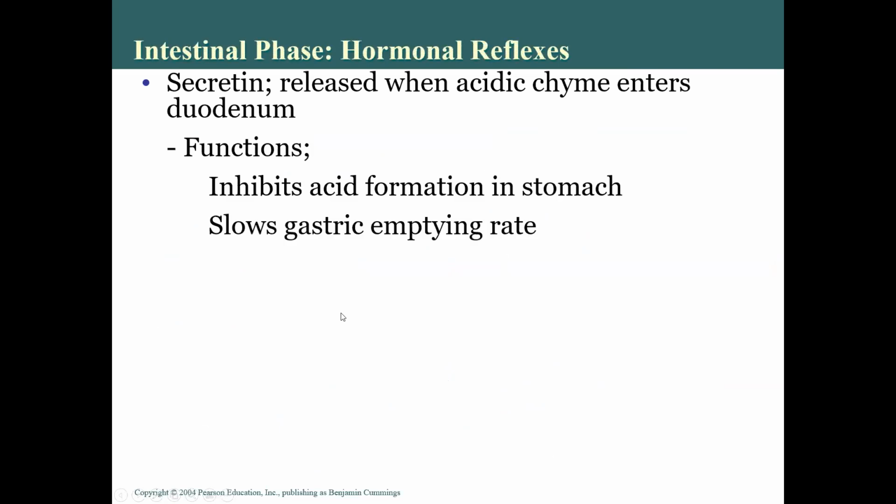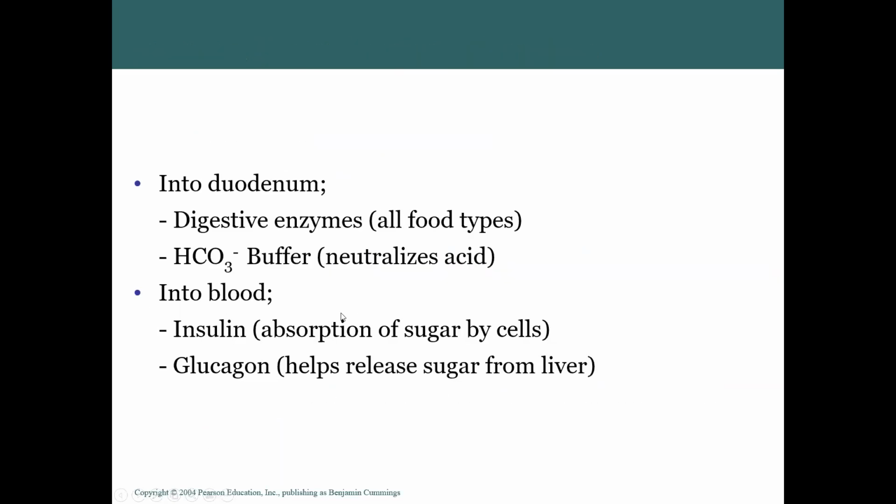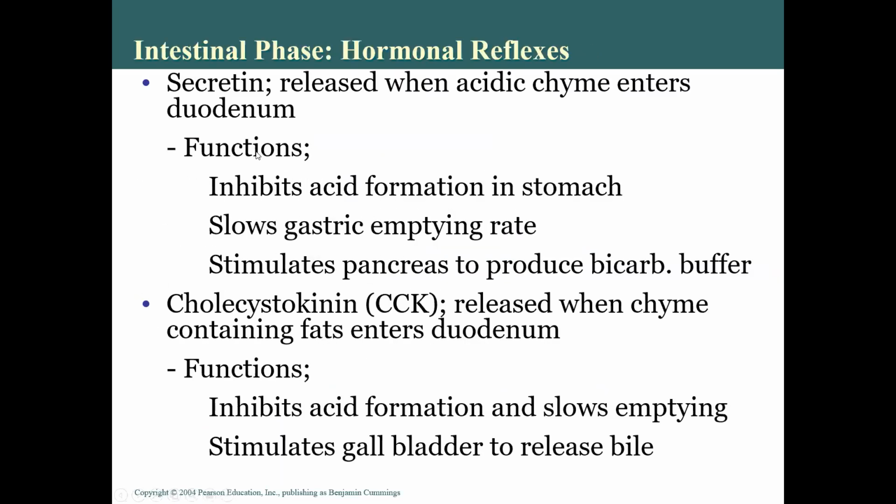All right. Intestinal phase. Secretin is a hormone that's released when acidic chyme enters the duodenum. So this is basically a response to food making it into the small intestine. So what does it do? It inhibits acid formation in the stomach and slows gastric emptying rate. So the idea here is it's a negative feedback mechanism.